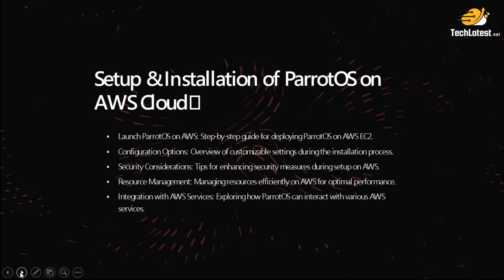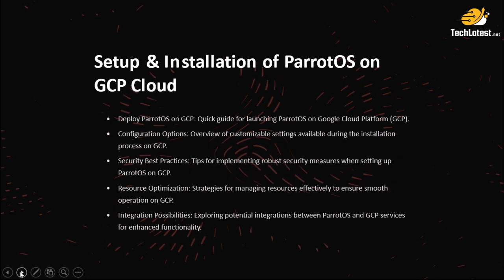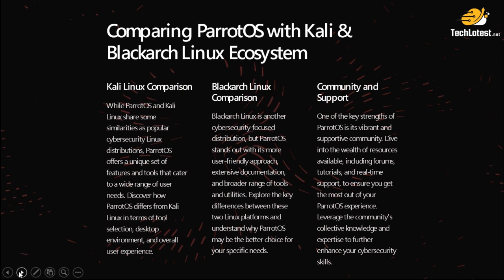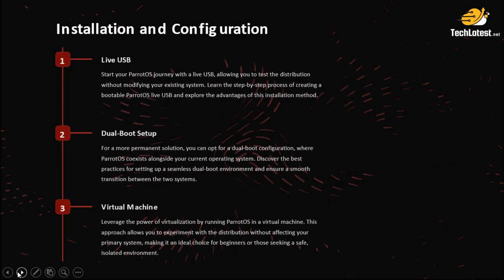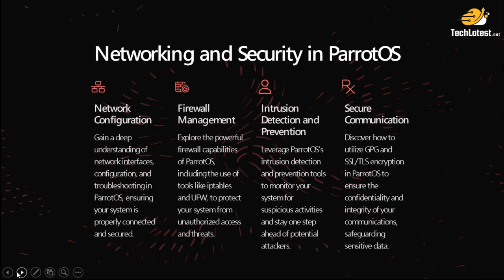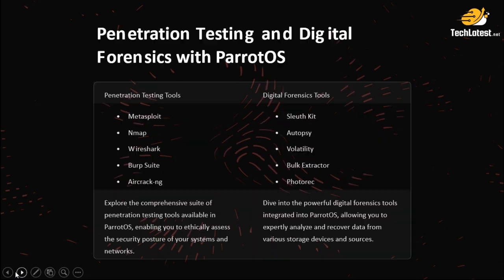So these are the key features and target audience: setup and installation of ParrotsOS on AWS cloud, then GCP cloud, then we'll cover Azure cloud. Then we'll compare ParrotsOS with the Kali and BlackArch Linux ecosystem, like which is better, and what the community and support are. Then we'll cover installation and configuration. Then we'll cover mastering package management, like the various things in package management. Then we'll cover networking and security in ParrotsOS.